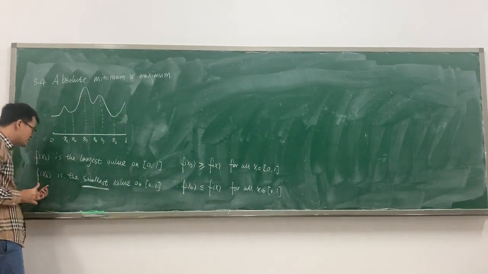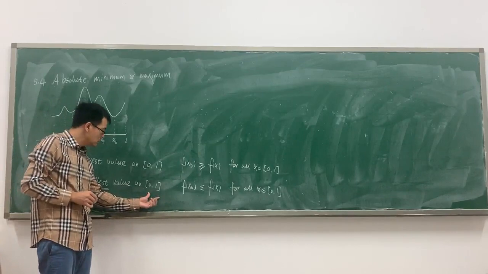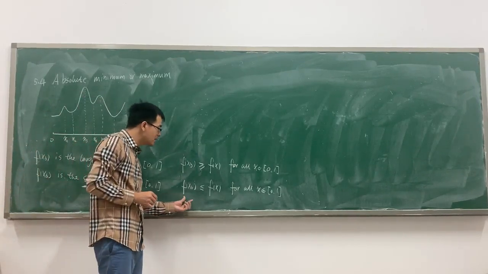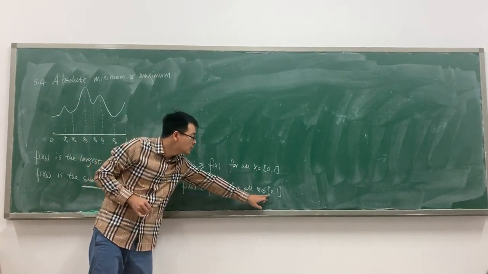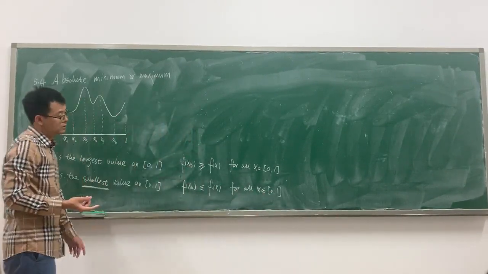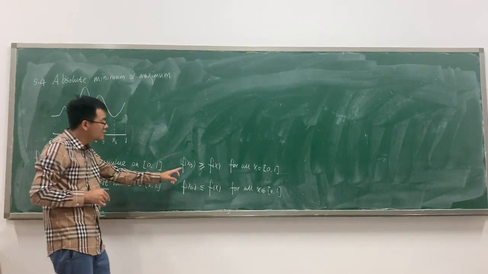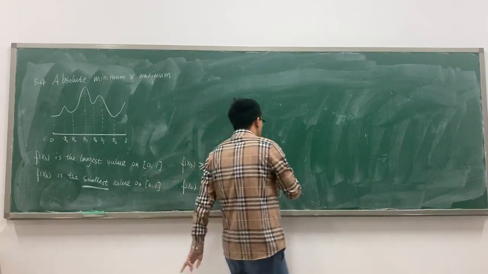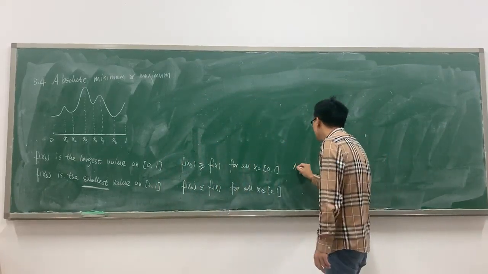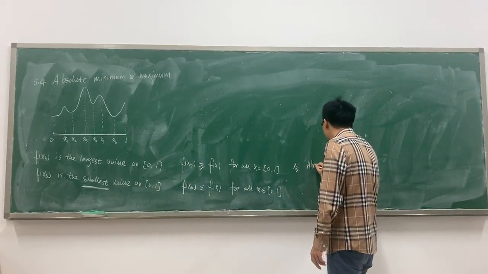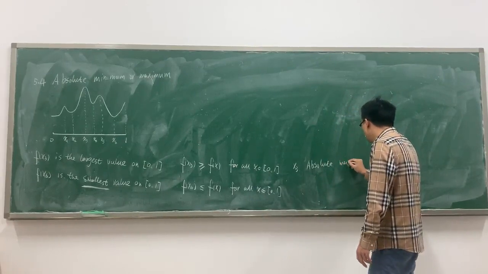So here f(x6) is the smallest value on [0, 1]. So here it means f(x6) is less than or equal to f(x) for all x belonging to [0, 1]. So what does this mean? f(x3) is called the absolute maximum.